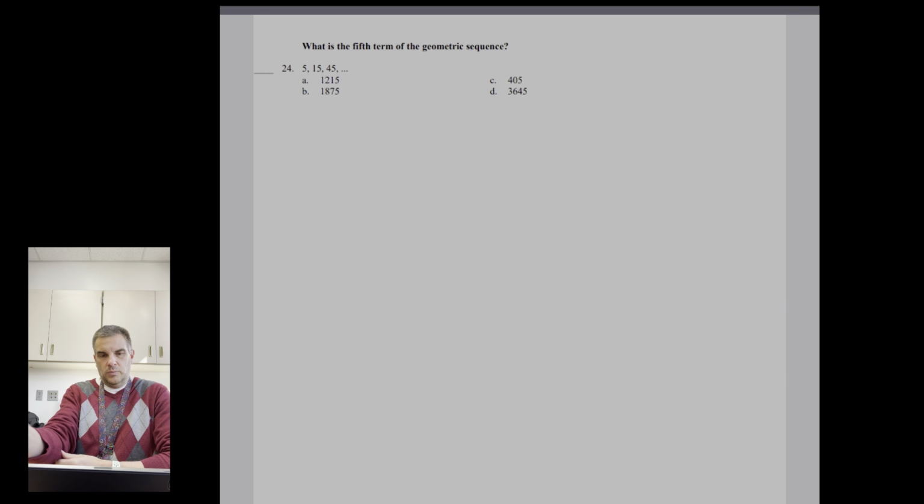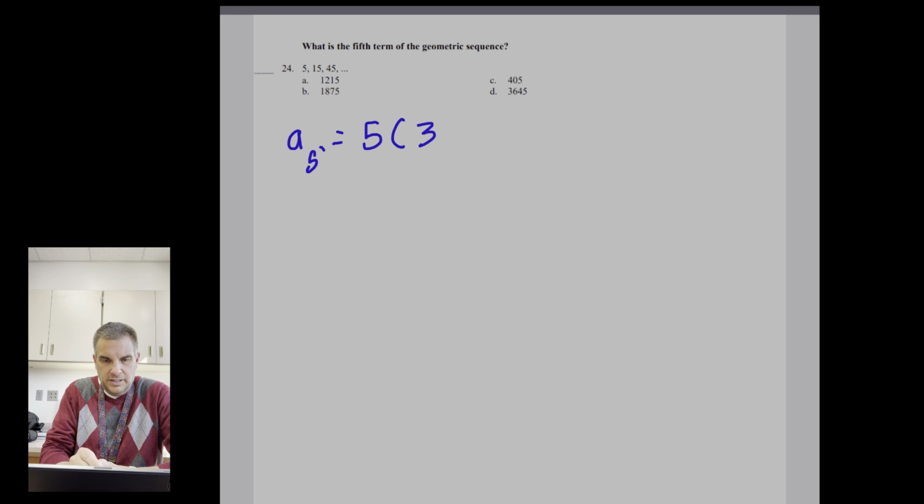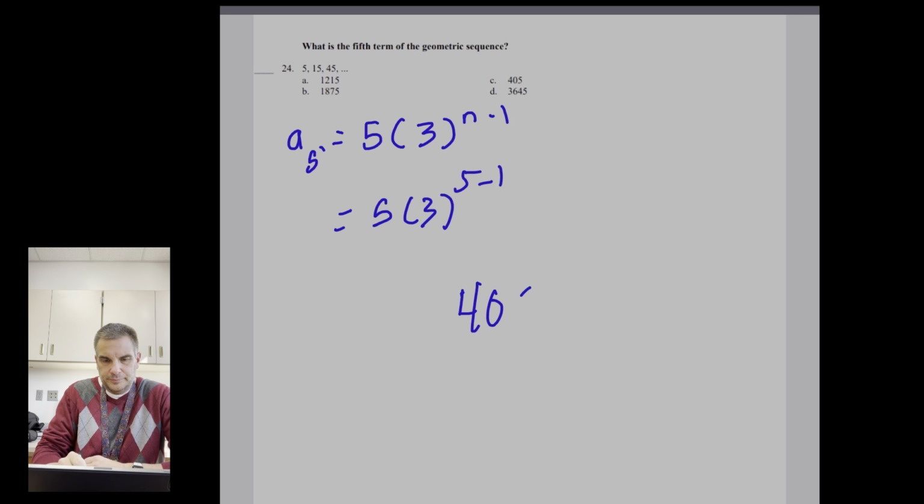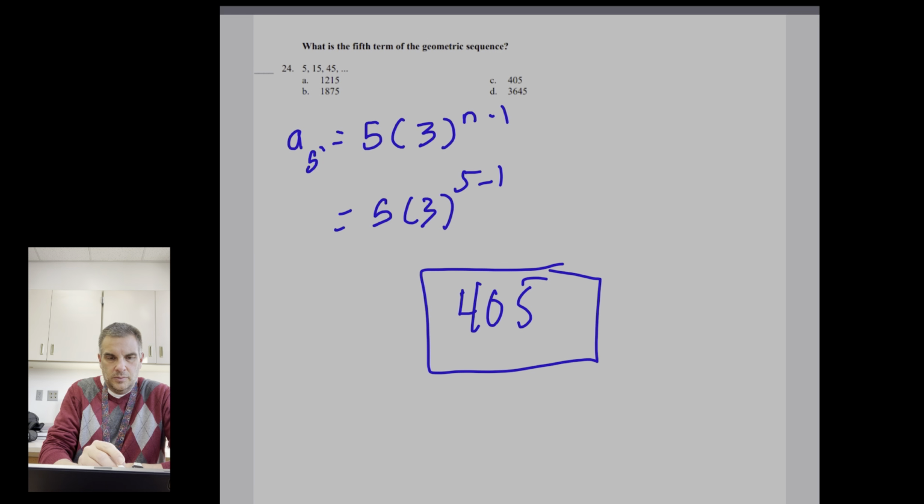Number 23, what is the 5th term in the sequence? So this is where we have to find the 5th term. Our first term is 5. Our ratio is 3. And then we're going to go n minus 1. So it's going to be 5 times 3 to the 5 minus 1. So 5 times 3 raised to the 4th. 405, which is C.